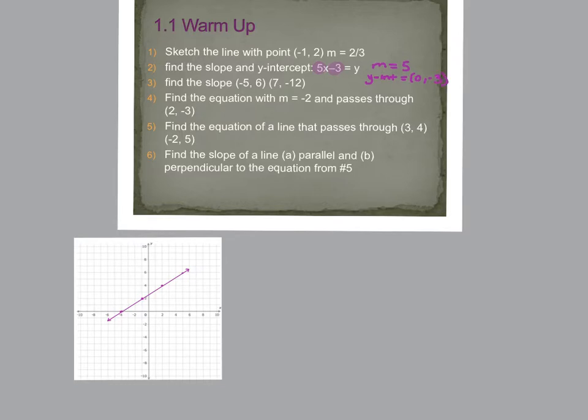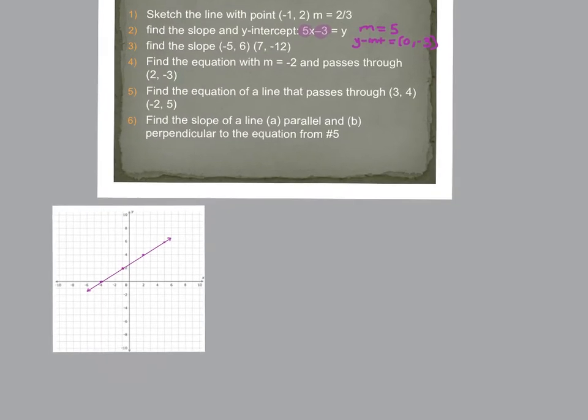Number 3 says to find the slope given 2 points. So this is your y2 minus y1 over x2 minus x1. I'm going to make this, these are my 1s and these are my 2s. So -12 minus a -5 becomes +5, 7 minus 6, and I get -7 over 1, which is -7.